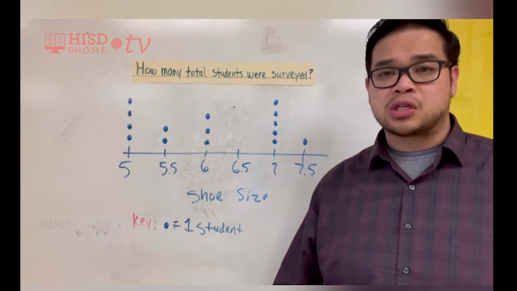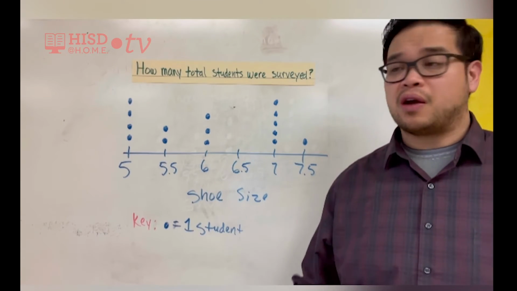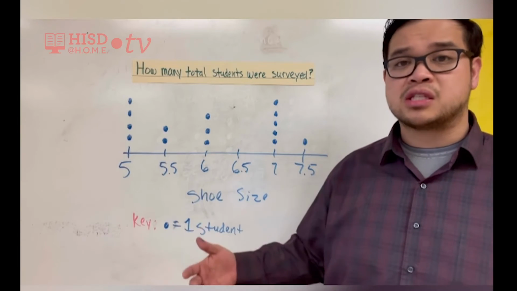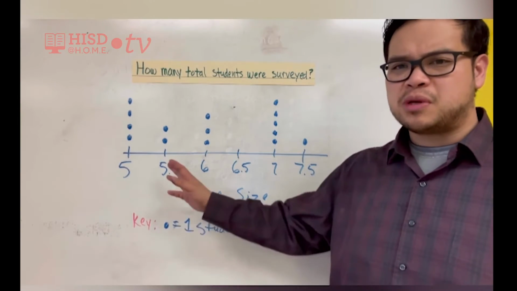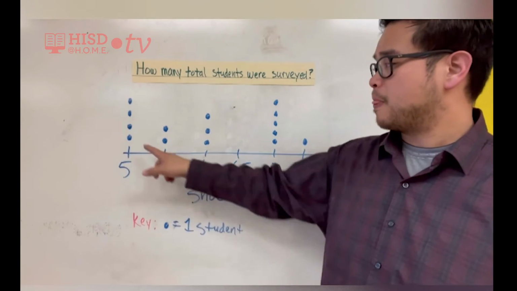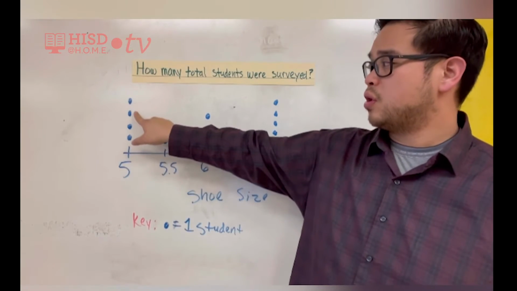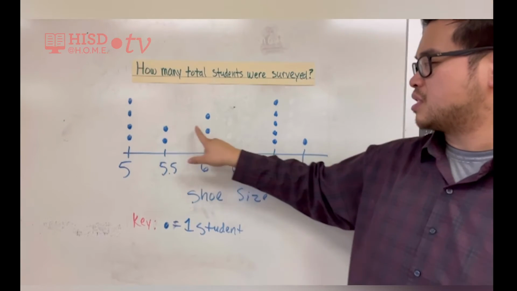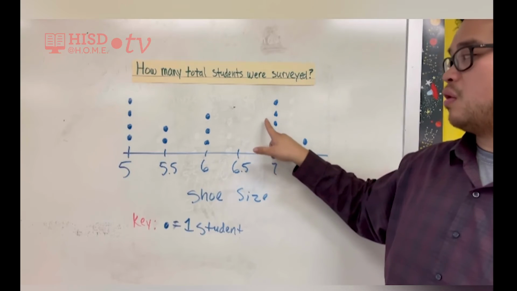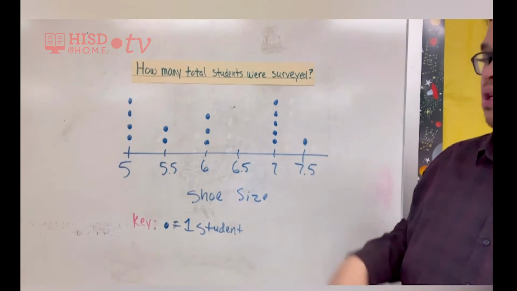So let's just count to see if our information from the frequency table matches the dot plot. We said earlier we had 15 students based on the frequency table. Let's make sure we copy this correctly then. That means we should have 15 dots. 1, 2, 3, 4, 5, 6, 7, 8, 9, 10, 11, 12, 13, 14, 15.